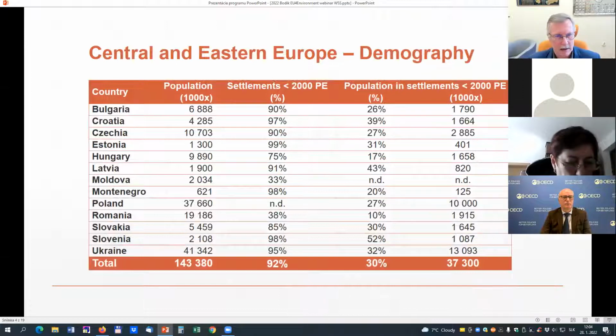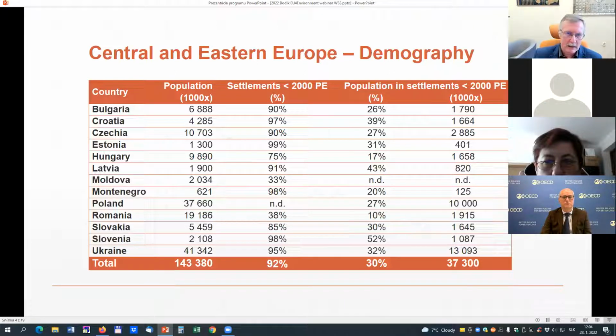Now some data about our countries, about Central and Eastern Europe. First, I can start with demography. You can see that the countries are different from the population point of view, from very small countries like Montenegro and Moldova, up to relatively bigger countries like Poland, Ukraine, or Romania. What is interesting for these countries is that small settlements play a relatively important role in the general demography of our countries. And you can see the portion of small settlements.